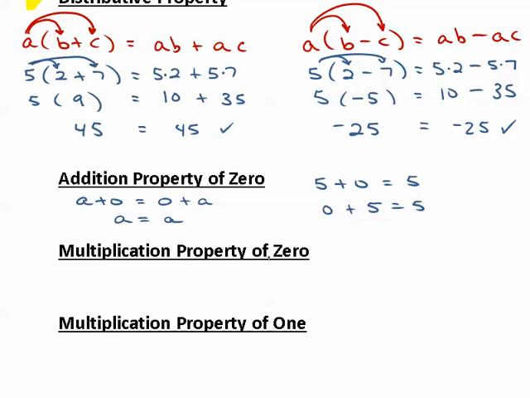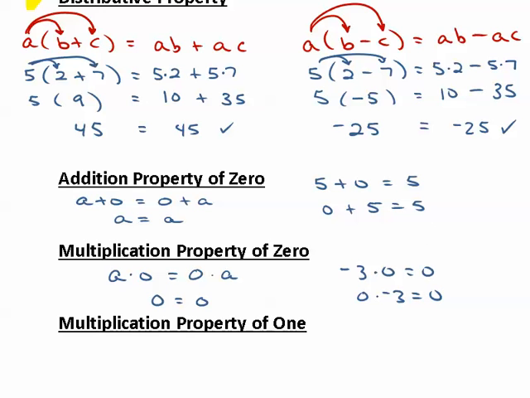What about the multiplication property of 0? You might guess this. If you multiply anything by 0, what do you get? And the answer is 0. So a times 0 would be the same thing as 0 times a. No matter how you multiply, you still get back not the a, but you get back 0. 0 times a is also 0.